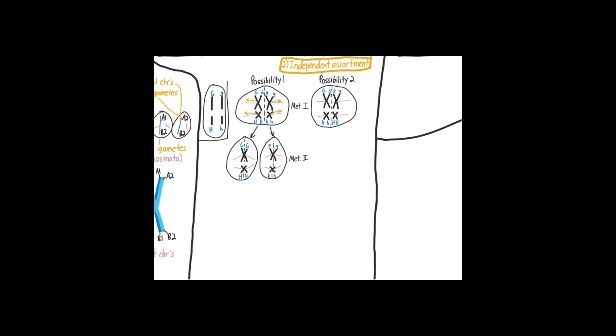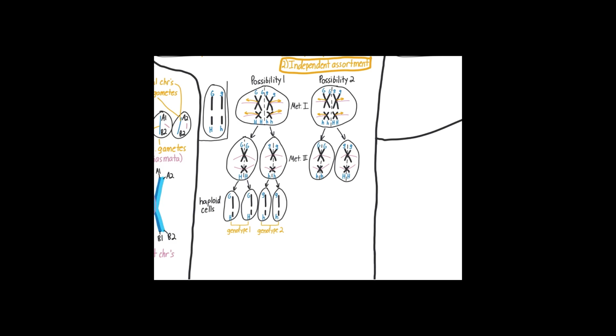If possibility 2 occurs, with the big G chromosome and the little h chromosome on the left, then the genotypes of the daughter cells in metaphase 2 will be big G, big G, little h, little h, and little g, little g, big H, big H. Once these cells complete meiosis 2, we see that possibility 1 gives these two genotypes in the haploid cells, big G, big H, and little g, little h, while possibility 2 gives these two genotypes, big G, little h, and little g, big H.